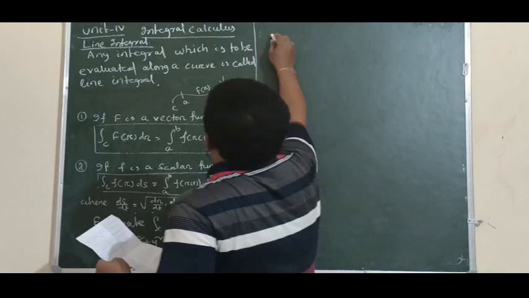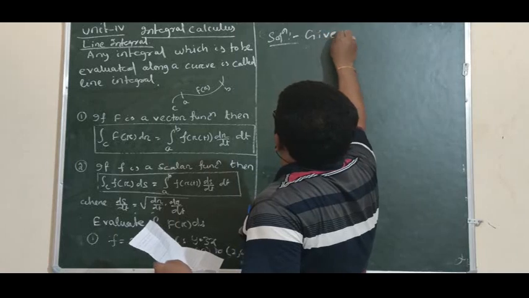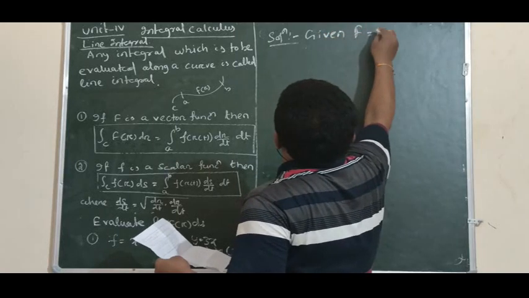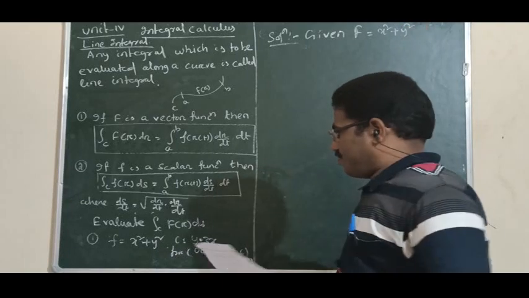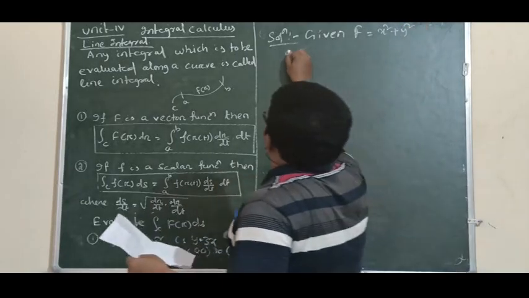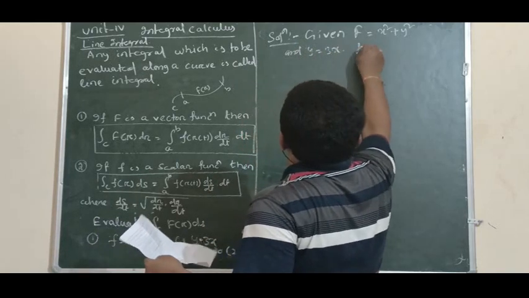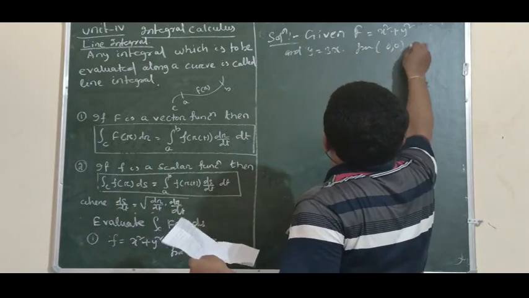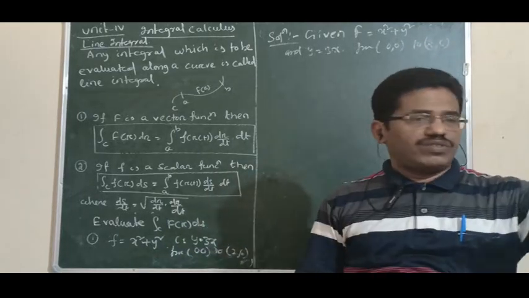So write down the solution. Given f equal to x square plus y square, and y equal to 3x from 0, 0 to 6.